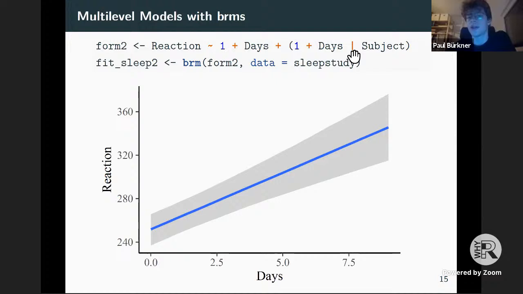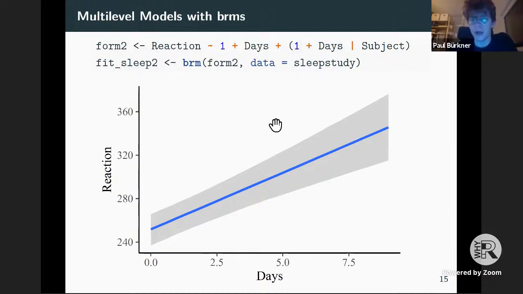And the syntax for predictor terms, this pipe symbol, is also the syntax in the LME4 package to specify predictor terms varying by the grouping structure. In this case, the grouping structure is subject.